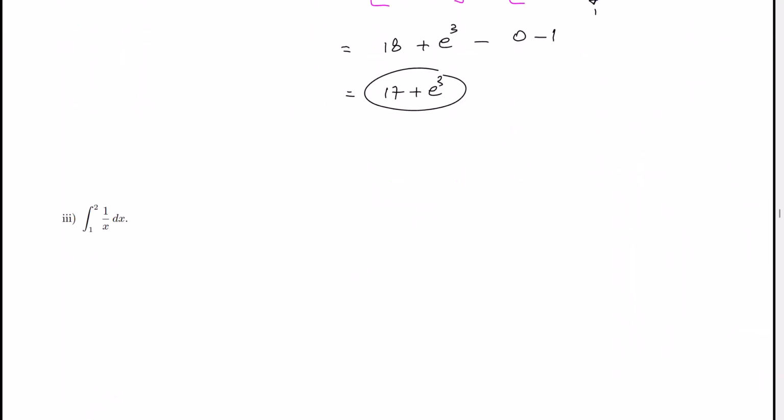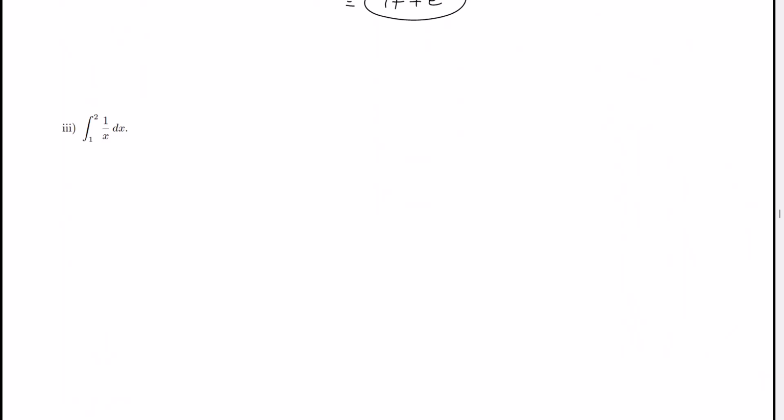Okay, so let's move on to part 3. In this problem, we have the integral going from 1 to 2 of 1 over x dx. So take a moment here to pause the video and see if you can solve this problem. It's not too difficult. It's a straightforward problem, but it uses a special formula that we learned about the antiderivative for 1 over x. So take a minute, pause the video, and then I'll solve it in a second.